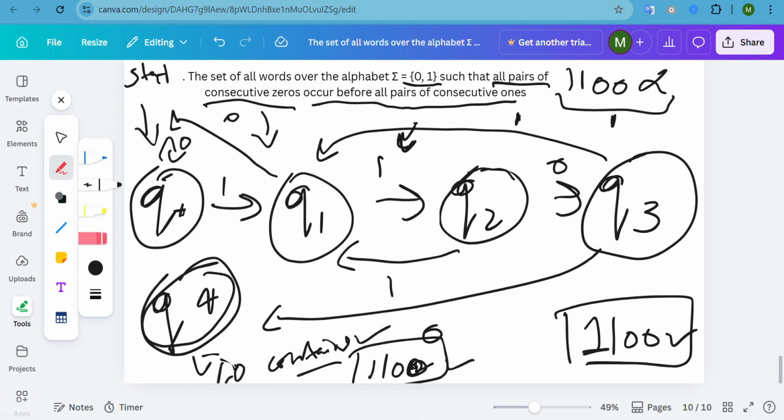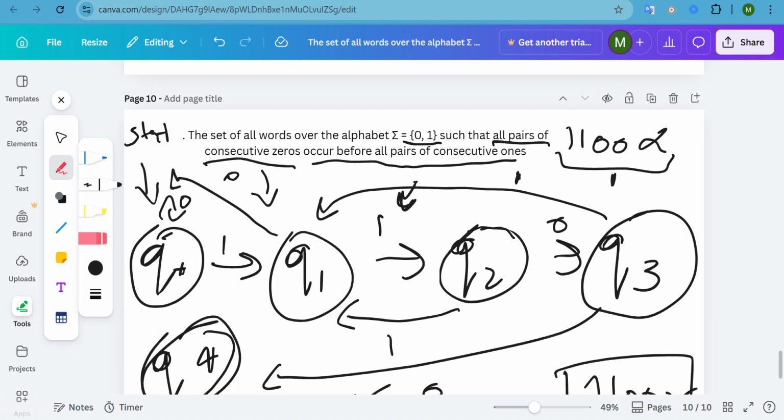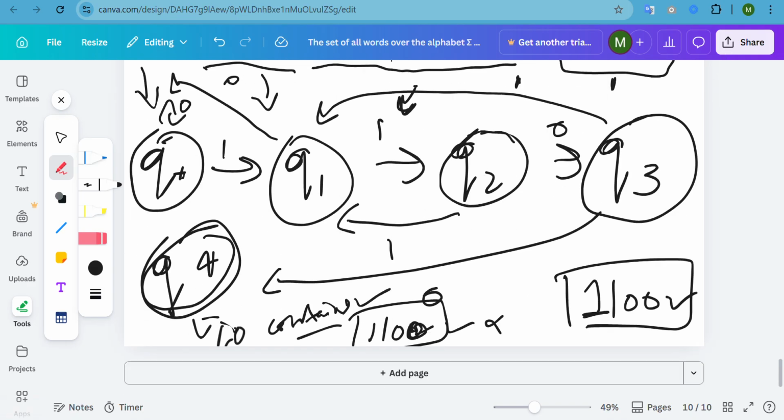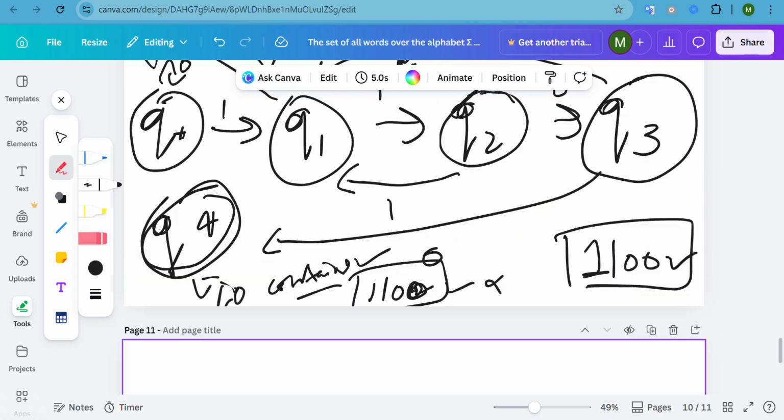And if I want to make not contains, I will just flip it. I will just take the accepting states and make them non-accepting, and the non-accepting states accepting. That's the only way it will work. And that will be not contains. But if you pay closer attention, technically speaking, our question says all pair of consecutive zeros occur before all pair of consecutive ones. Let's try to copy paste the question back again here.